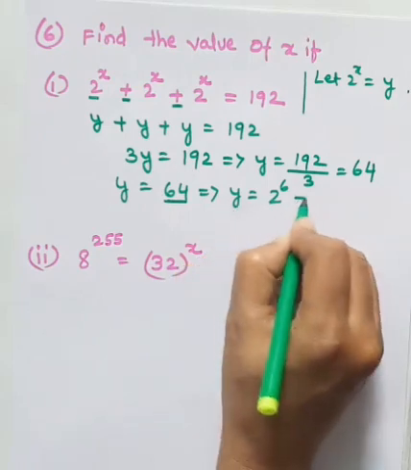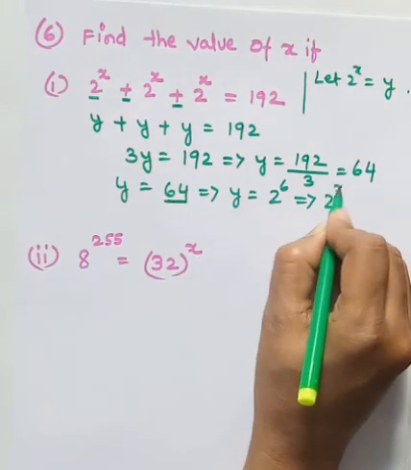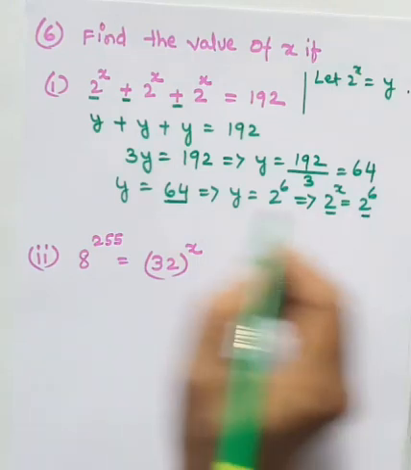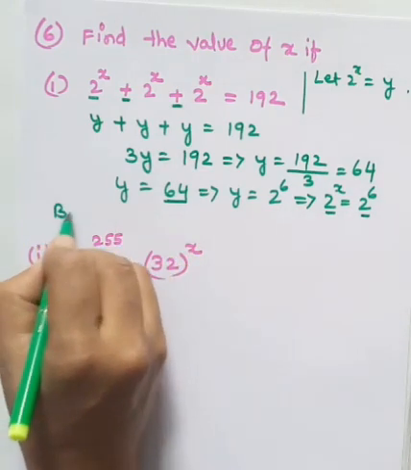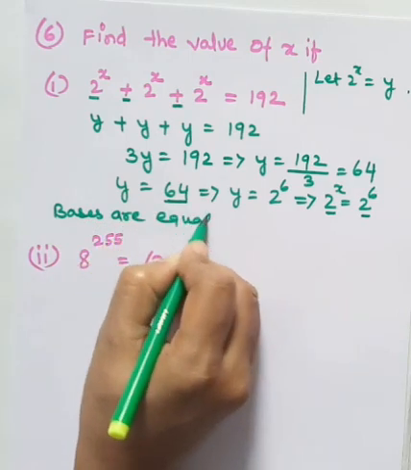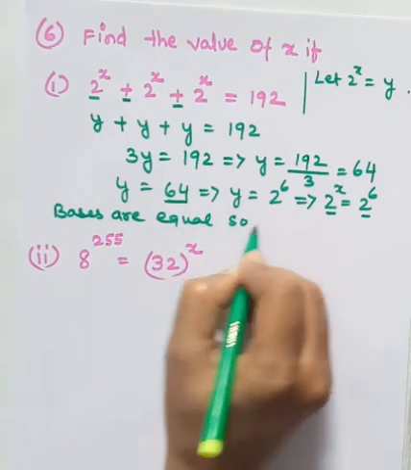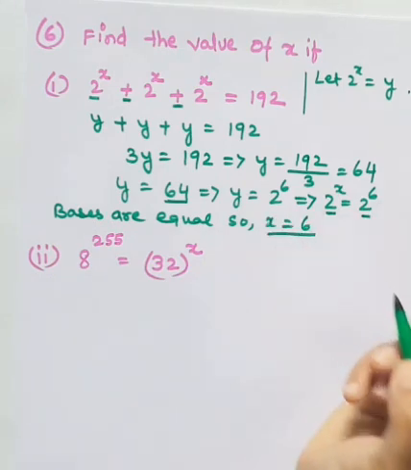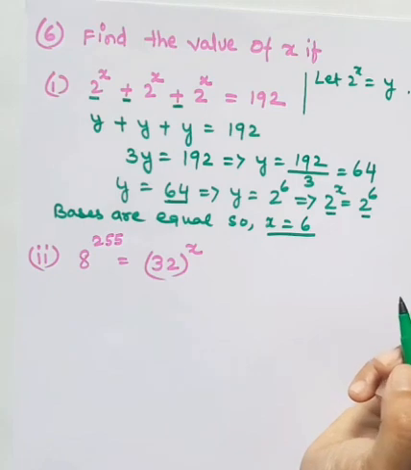Now what is your y? Y is your 2 power x. So 2 power x is equal to 2 power 6. Bases are equal. So your x will be equal to... bases are equal means powers must also be equal. So your x is equal to 6.